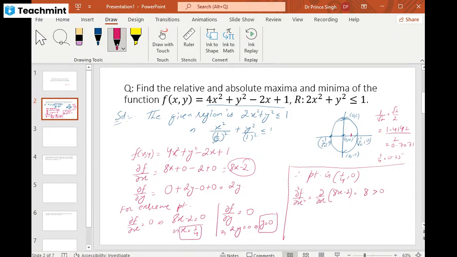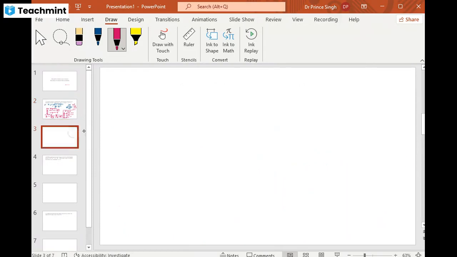Definitely it is positive. ∂²f/∂y², this is ∂/∂y of 2y, its value is 2, again it is positive. And ∂²f/∂x∂y, which is ∂/∂x of 2y, which is 0. So already they are constant, so even if we calculate their value at the point (1/4, 0), they are positive only. So what is the value of r?